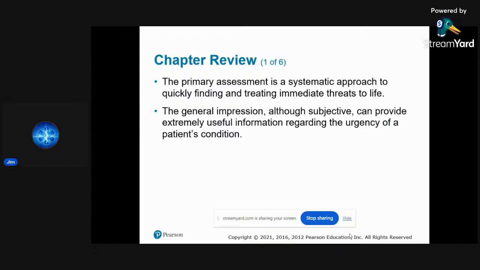Chapter review. The primary assessment is a systematic approach to quickly find and treat immediate life threats. That's the entire job of the primary assessment. This includes a general impression, which, although subjective, can provide extremely useful information regarding the urgency of a patient's condition, right? So if I walk in and I see somebody sitting in a chair, leaning forward, their fist in the middle of their chest, they are very gray looking, they're diaphoretic, that's important. That's a general impression that tells me this patient's fairly sick or in trouble, right? More likely that would be cardiac, maybe having a heart attack.